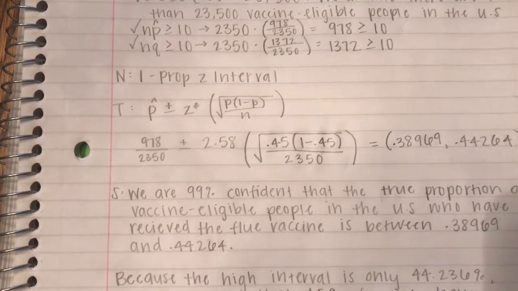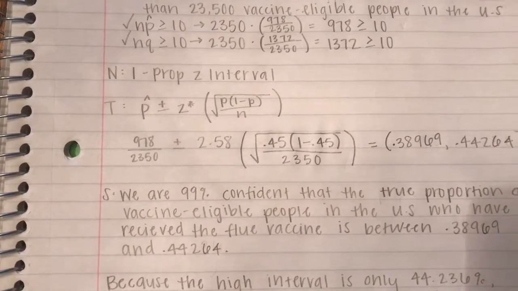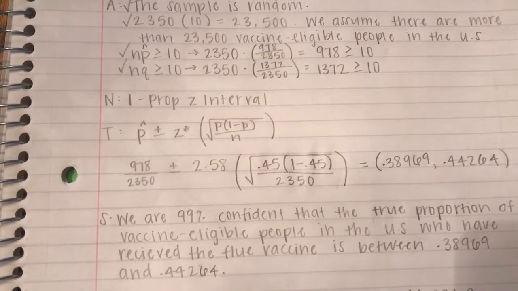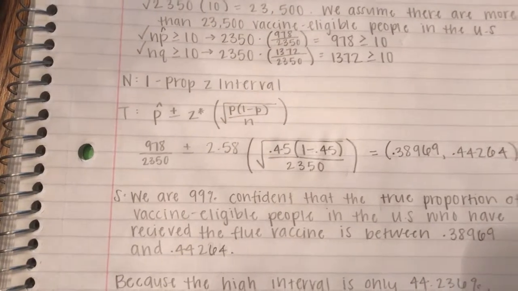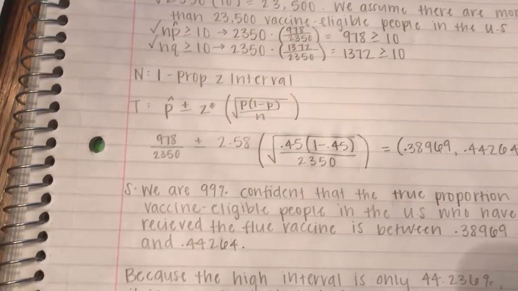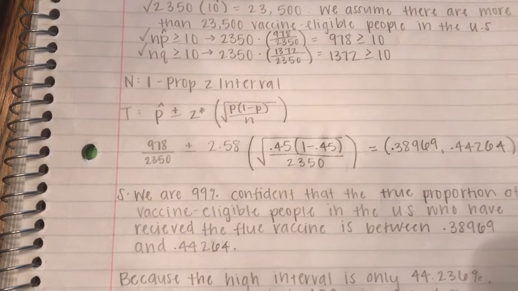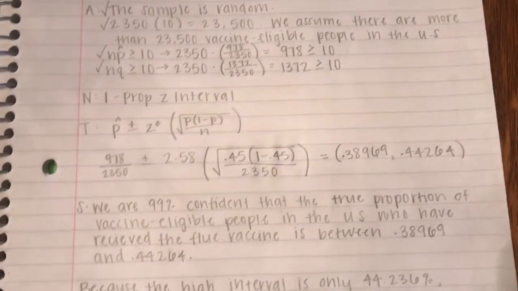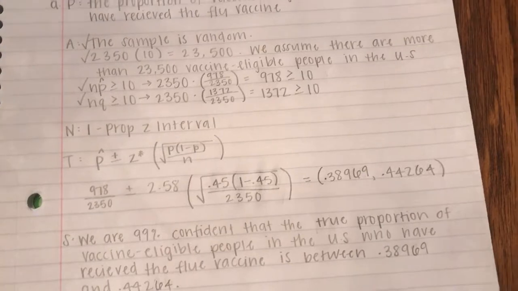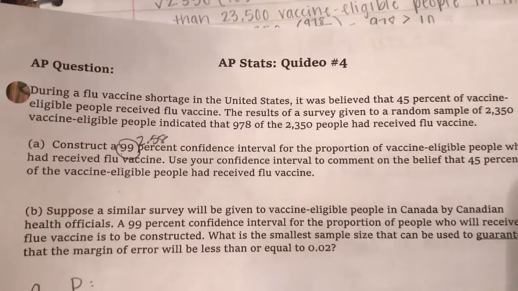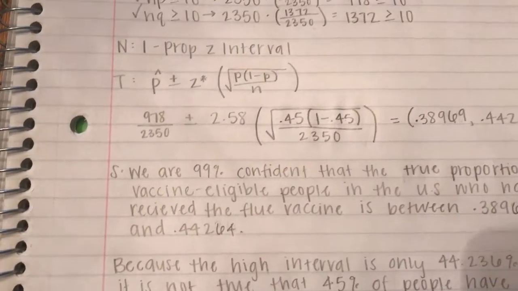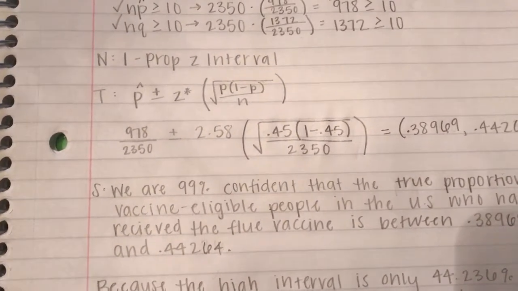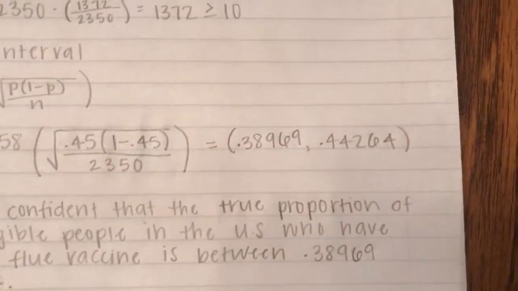Then we plug in our numbers that the equation gives us. We have the p hat, which is from the problem, and then the 2.58, which is what we got for a 99% confidence interval from our z-scores sheet, and then the 0.05. Then we plug in P, which is what we got from the entire population, the 45% of vaccine-eligible people who have received it. We use that because P is from the whole population, while p hat is just from the sample. Once we plug all that in, our confidence interval is this value.